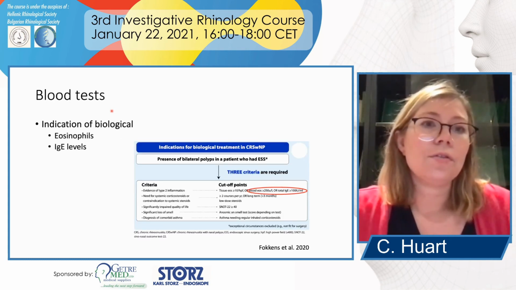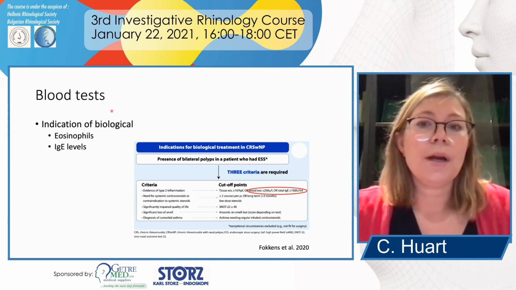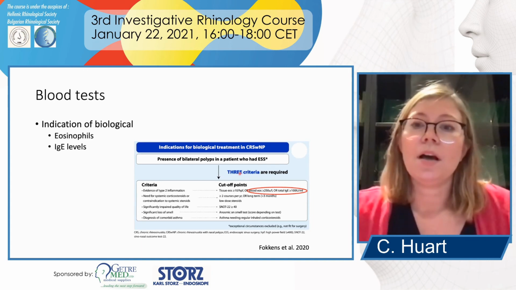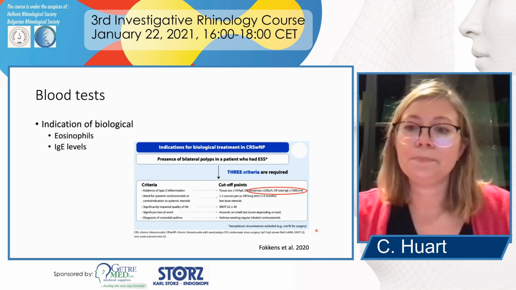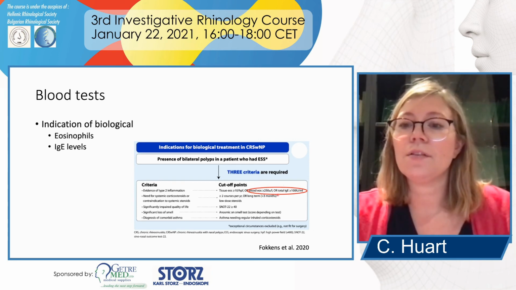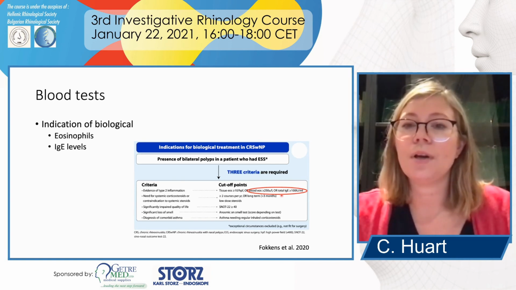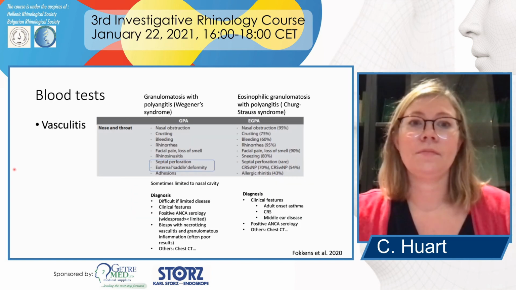Blood tests are also useful if you consider biological therapy. You see here the criteria from the EPOS I previously showed you. And you see that the level of eosinophils and total IgE are among the criteria required to have biological treatment.